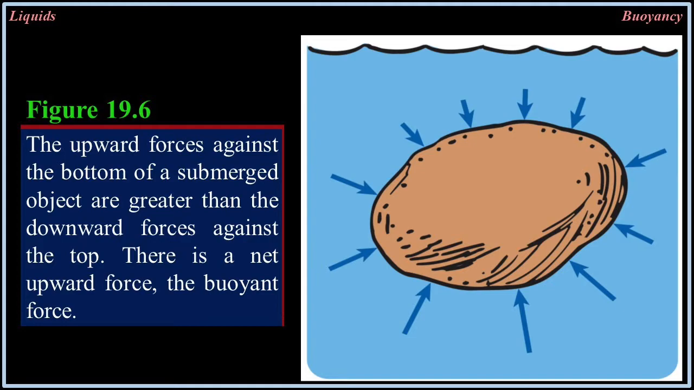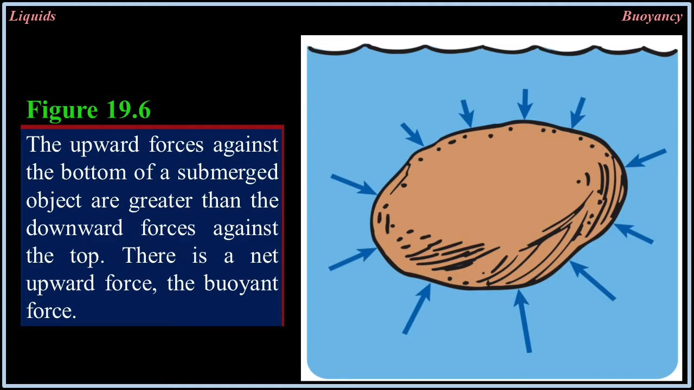The arrows represent the forces within the liquid that produce pressure against the submerged boulder. The forces are greater at greater depths. The forces acting horizontally against the sides cancel each other, so the boulder is not pushed sideways. But the forces acting upward against the bottom are greater than those acting downward against the top because the bottom of the boulder is deeper. The difference in upward and downward forces is the buoyant force.